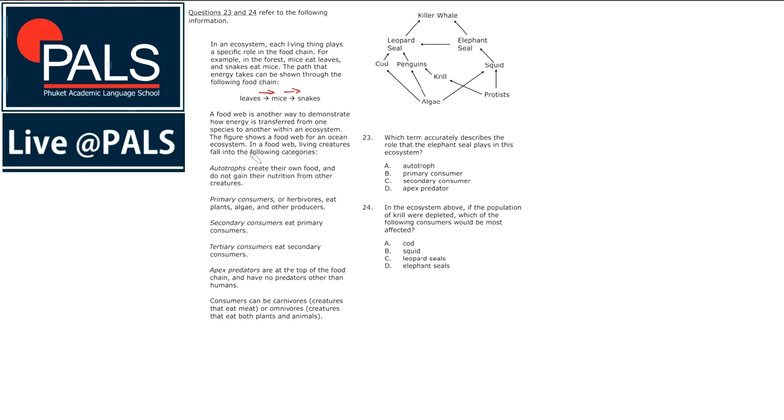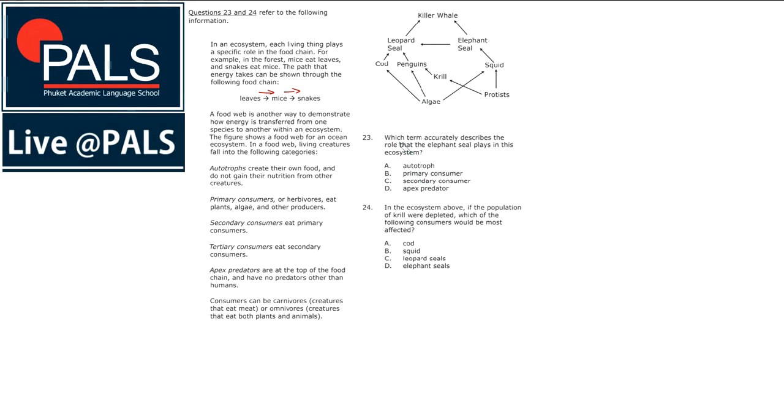In a food web, living creatures fall into the following categories. Autotrophs create their own food and do not gain their nutrients from other creatures, like plants doing photosynthesis. Primary consumers, or herbivores, eat plants, algae, and other producers. Secondary consumers eat primary consumers. Tertiary consumers eat secondary consumers. Apex predators are at the top of the food chain and have no predators other than humans. Consumers can be carnivores or omnivores.